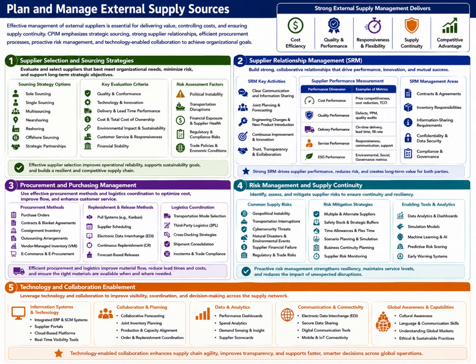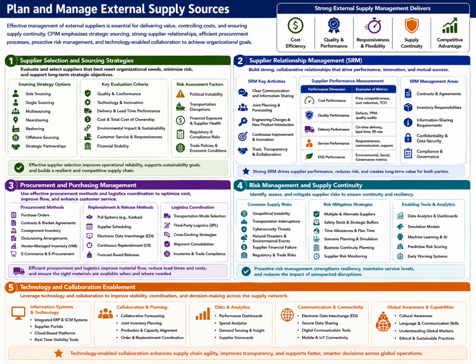Plan and Manage External Supply Sources section focuses on the strategic management of suppliers, procurement activities, and external partnerships that support organizational operations and customer fulfillment. Modern supply chains depend heavily on external suppliers for materials, services, logistics, and specialized capabilities. CIPM emphasizes that organizations must carefully manage supplier relationships to balance cost efficiency, quality, responsiveness, and supply continuity.